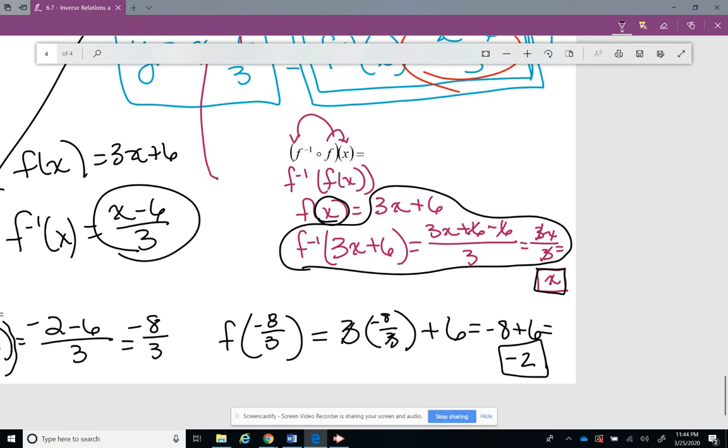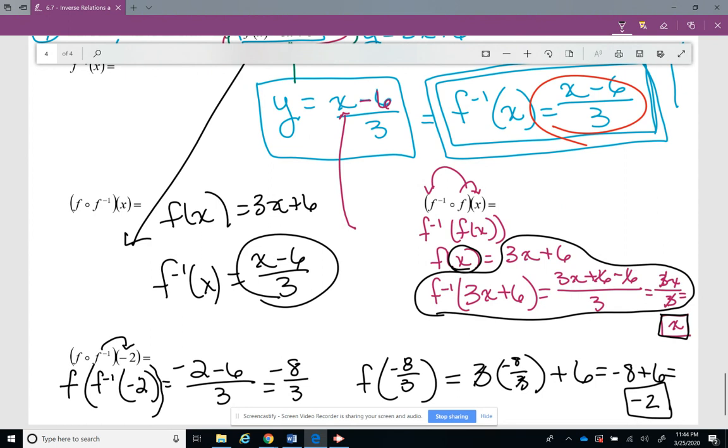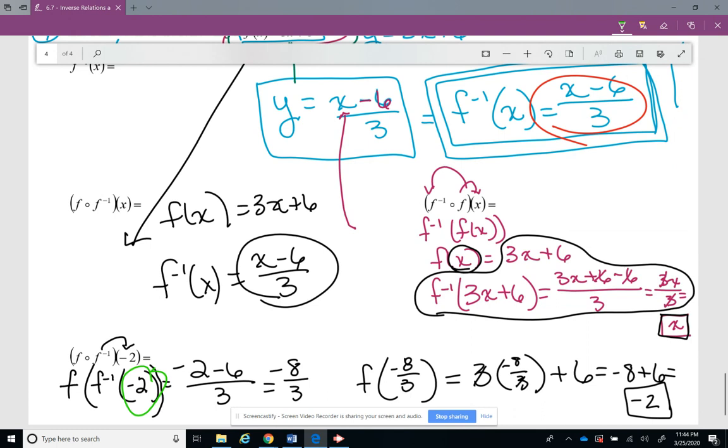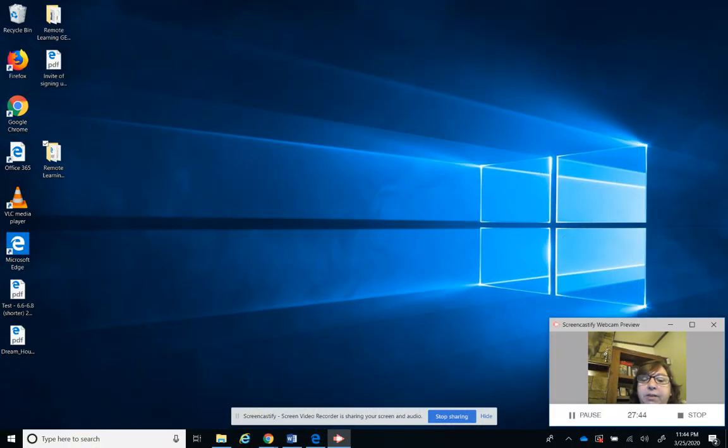That's my answer. What did I put into this problem? I put into this problem -2. What did I get out of it? -2. Now we are finished with 6-7.